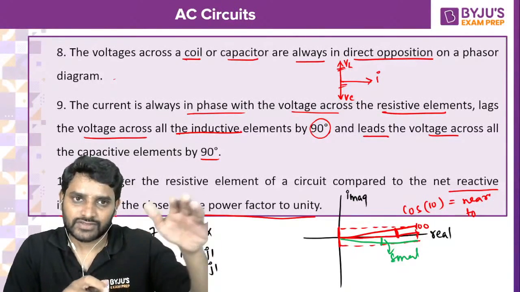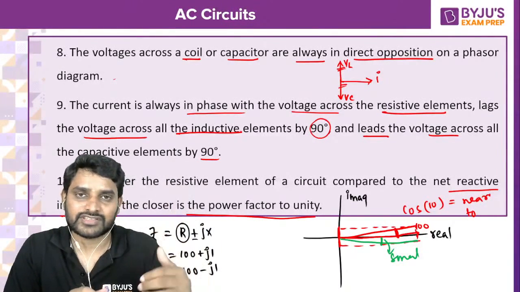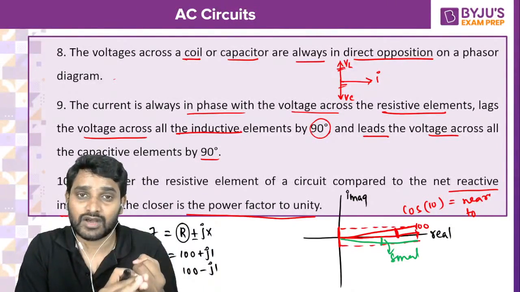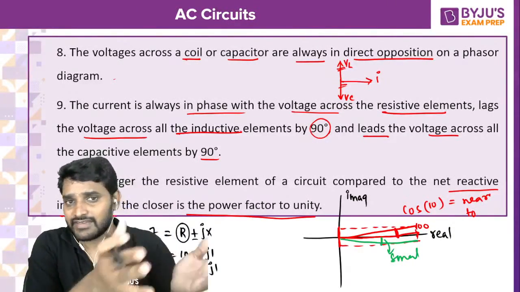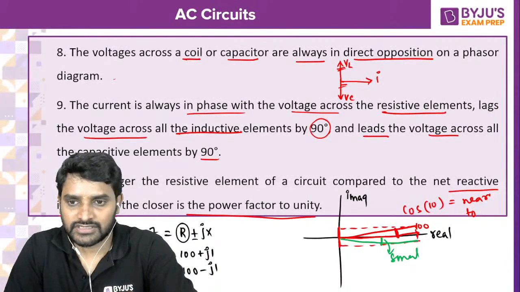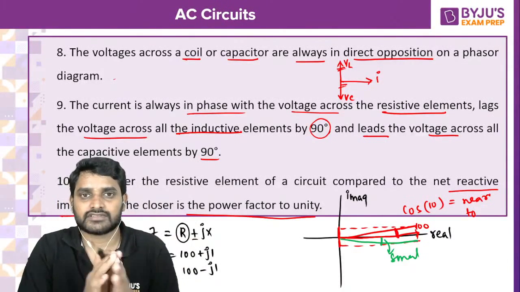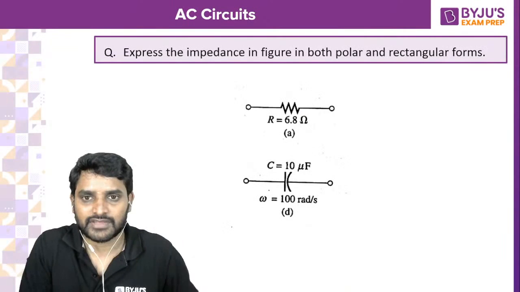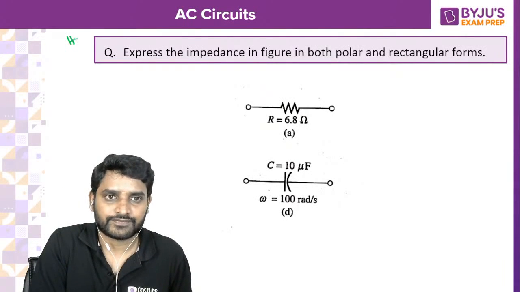So far we have discussed these 10 points only: how the current leads the voltage in the capacitor, how it lags in the inductor. We have seen the graphs and the impedance diagrams also. Alright. So these are some questions on AC circuits. I have got some questions also. Please look into them. Take this up as homework.